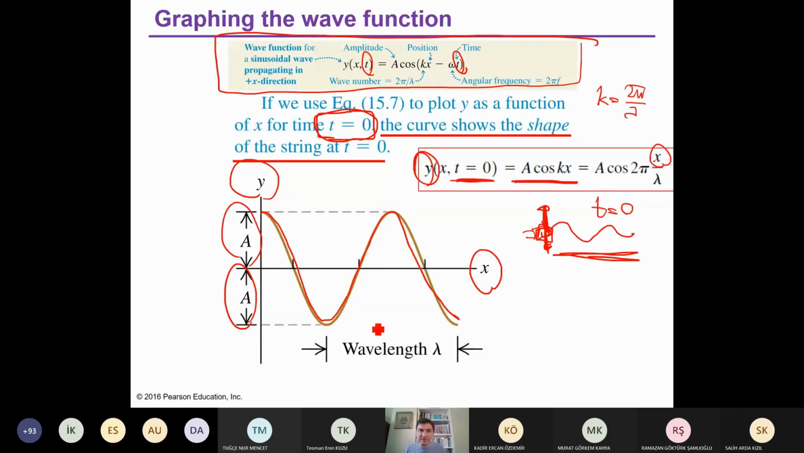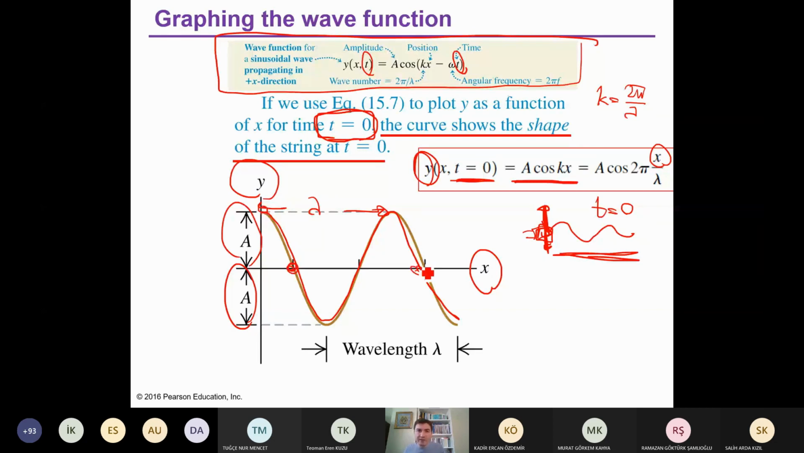And this is the wavelength. You can also measure it like this. This is also wavelength. And this is also wavelength. They will give you the same result. So now let's discuss another condition.